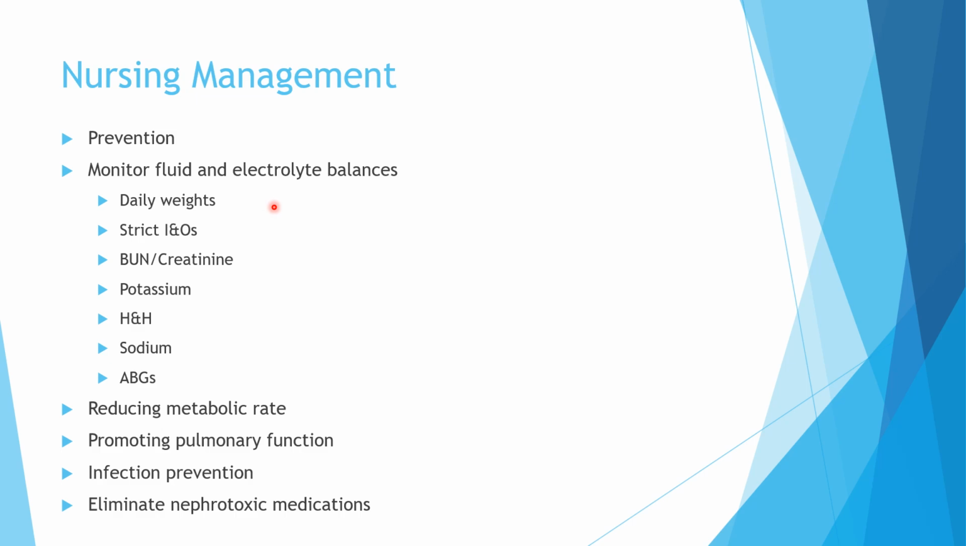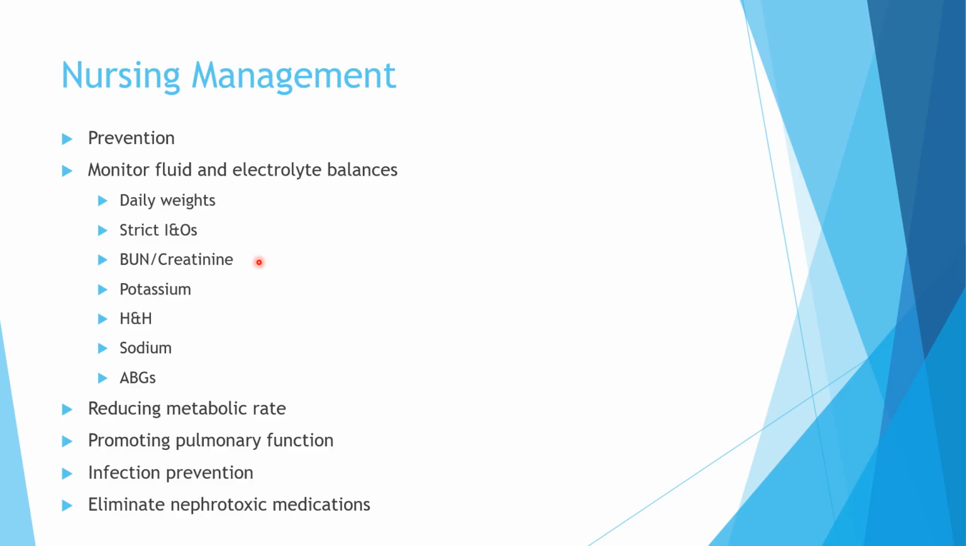So, daily weights, up on a scale if we can. Okay, we should be comparing our weights. Strict I's and O's. All right, we are educating our patient and their family. If we give them anything to drink, we need to know about it. Okay, maybe a Foley catheter for these guys so we can monitor their output to the hour.